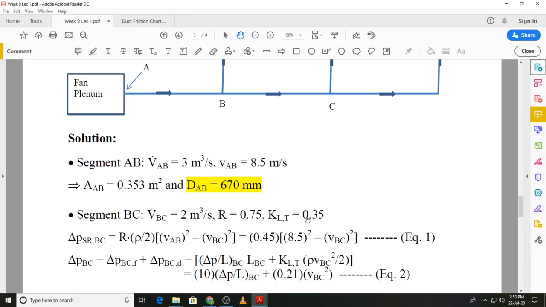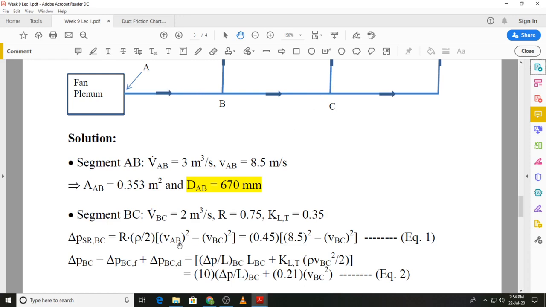That means how much is the increase in the static pressure due to the reduction in the velocity. So the velocity, remember, will be lower in segment BC as compared to the velocity in segment AB. So you will have the difference of the velocities squared into the density by 2, that is half rho v squared, and then we will multiply it by the static regain factor. So this is the decrease in the dynamic pressure when we move from segment AB to segment BC.